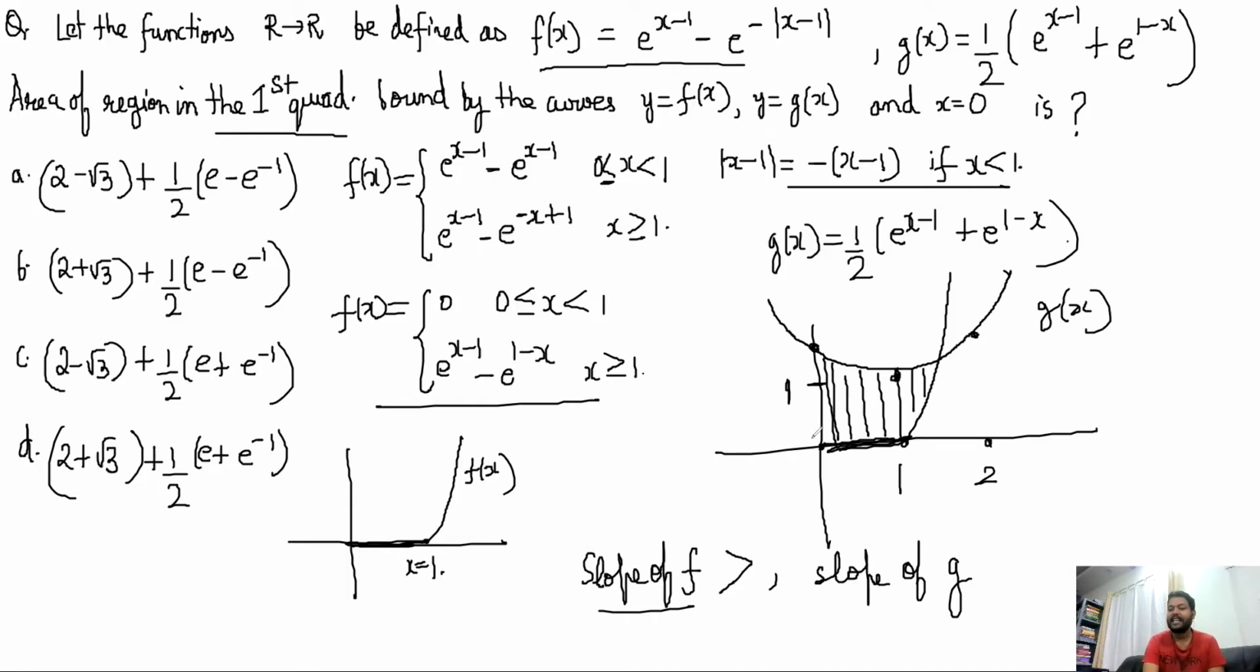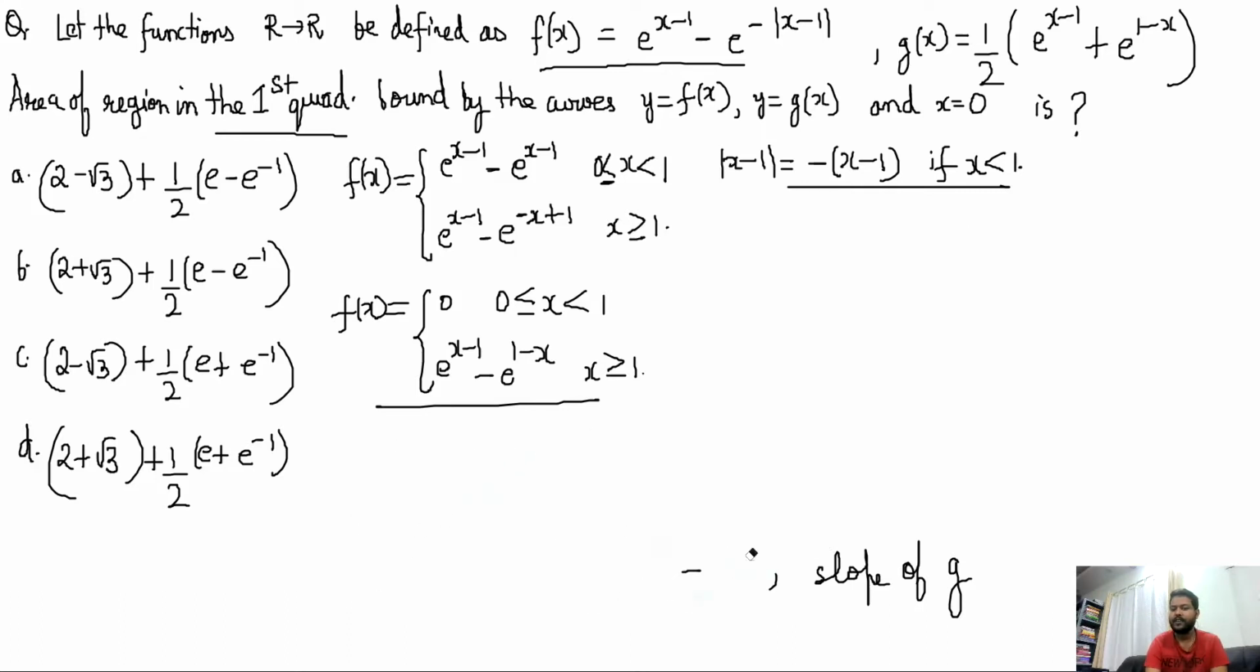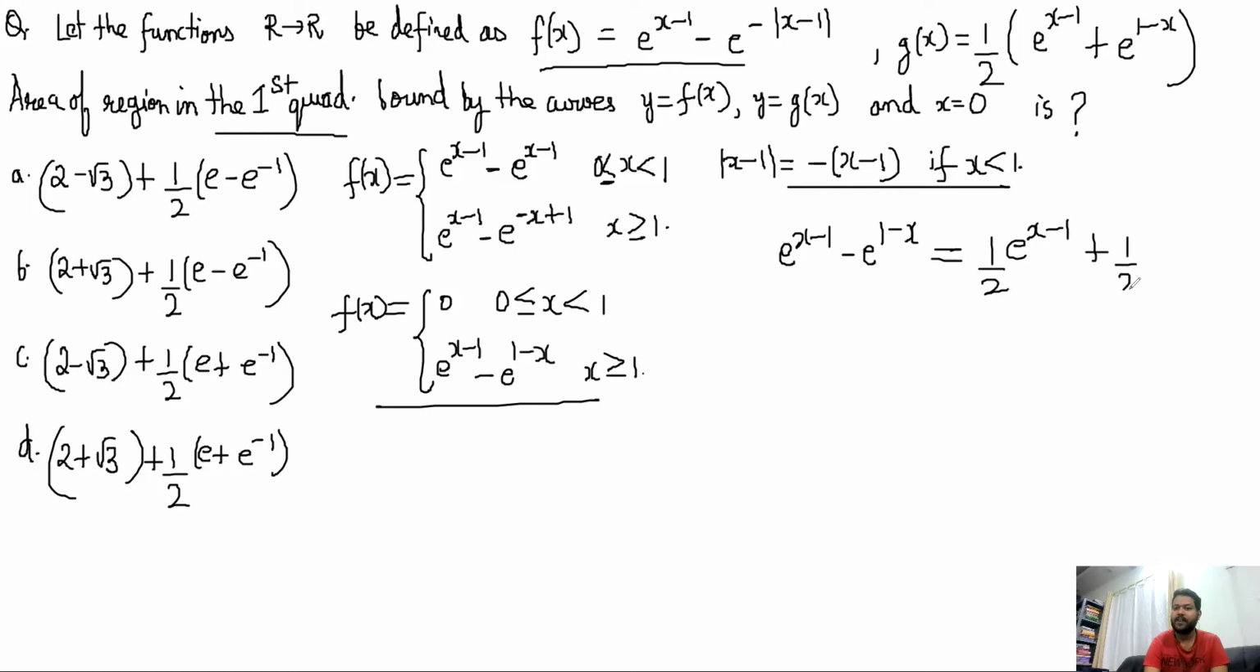So the area that we seek is between x = 0 and this point of intersection. This point of intersection can be very easily calculated. I will do that by equating f(x) and g(x), and you will find the value of that intersection point. Once we know the intersection point, it's a very straightforward area question. e^(x-1) - e^(1-x) should be equal to half of e^(x-1) plus half of e^(1-x). So this becomes (e^(x-1))/2 is equal to (3/2) e^(1-x).